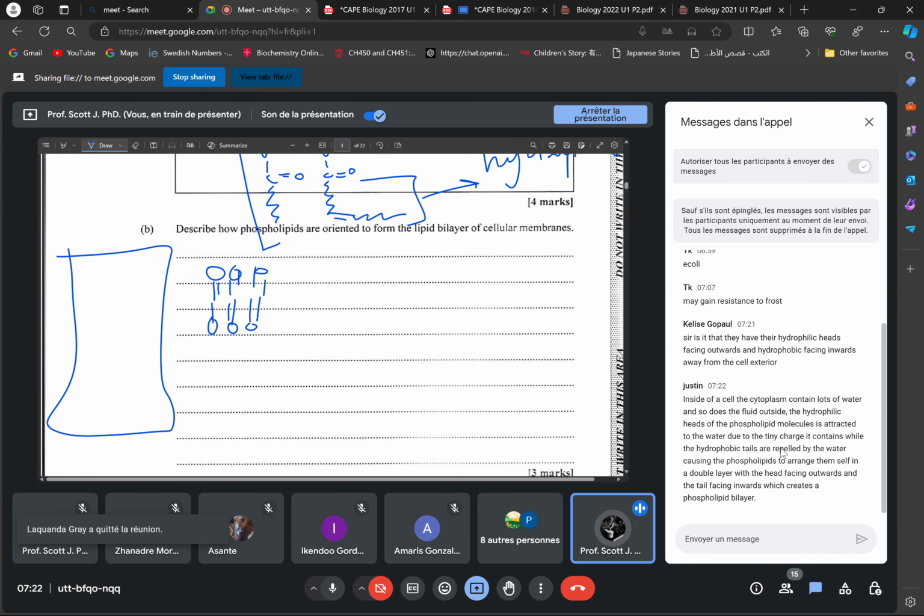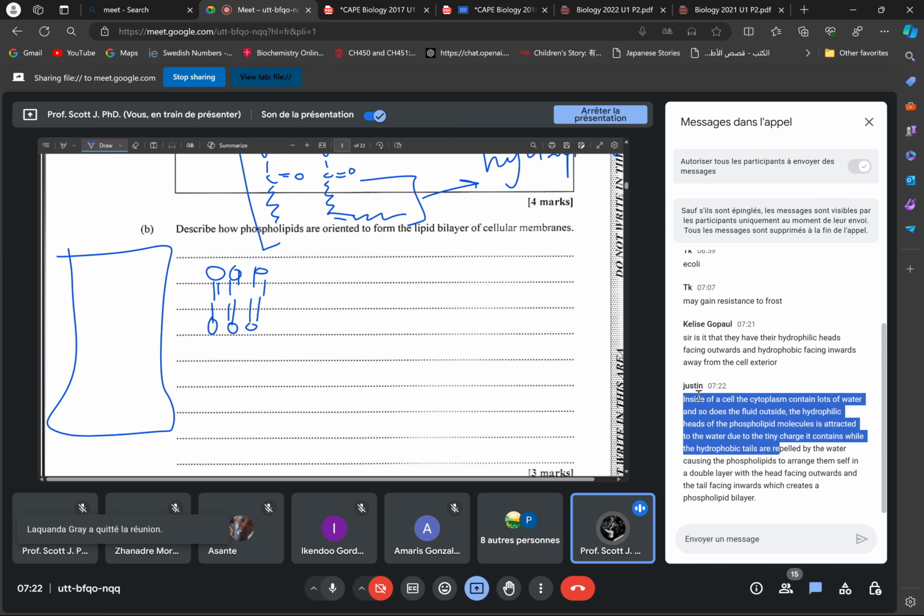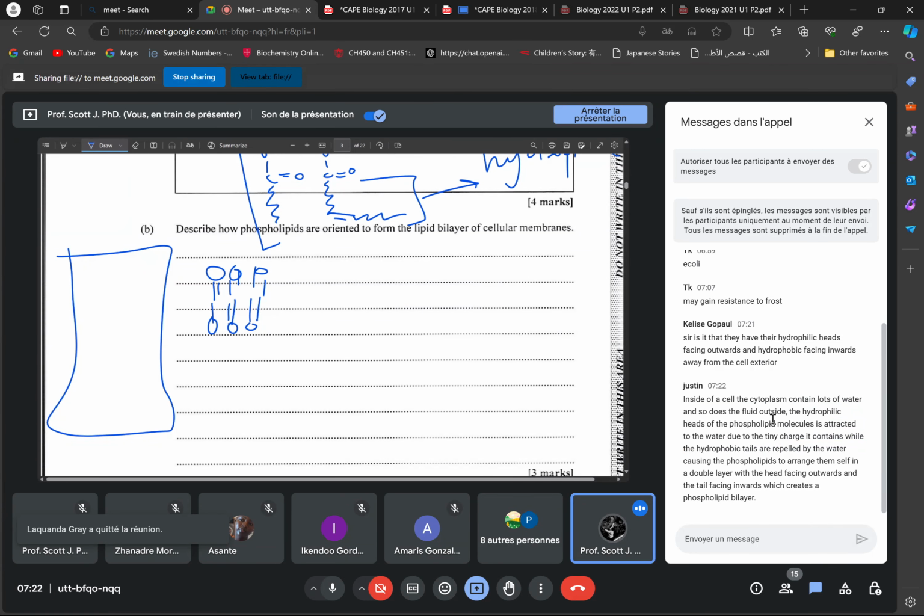Inside of the cell, the cytoplasm contains lots of water, and so does the liquid outside. So the hydrophilic heads of the phosphate molecules are attracted to the water due to tiny charges, because the phosphate group contains oxygen, and those are polar components, so it will be attracted to the water. While the hydrophobic tails would be repelled by water, causing the phospholipids to arrange themselves in a double layer, with heads facing outwards towards the extracellular and intracellular environment, and the tails facing inwards to create that phospholipid bilayer.